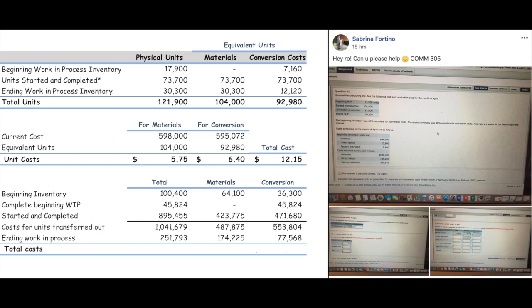And now finally, we can add up the costs of the units that are transferred out and the ending work in process to get the total cost that is accounted for. We can repeat this for materials and conversion, and we'll be able to get the totals for those categories as well. So there we have it. This should be the response for required 3.